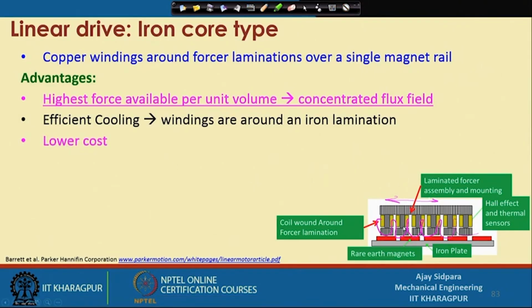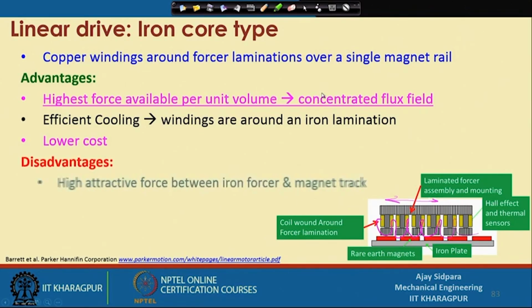Lower cost, because it is simply the extension of the conventional motor. You just unwrap the stator and then use it with a few sensors only. So, the cost is also less compared to the other two categories.